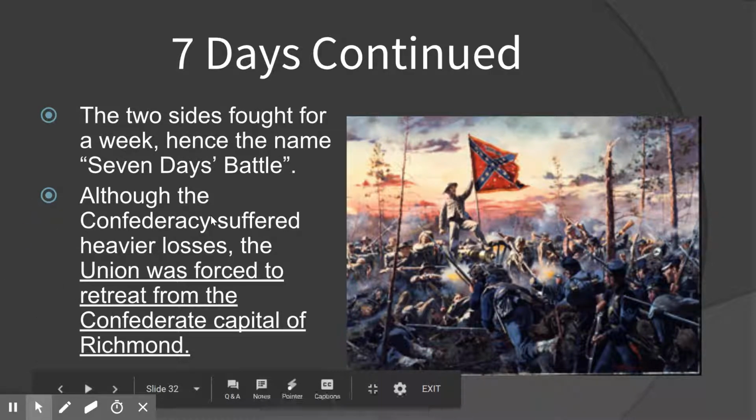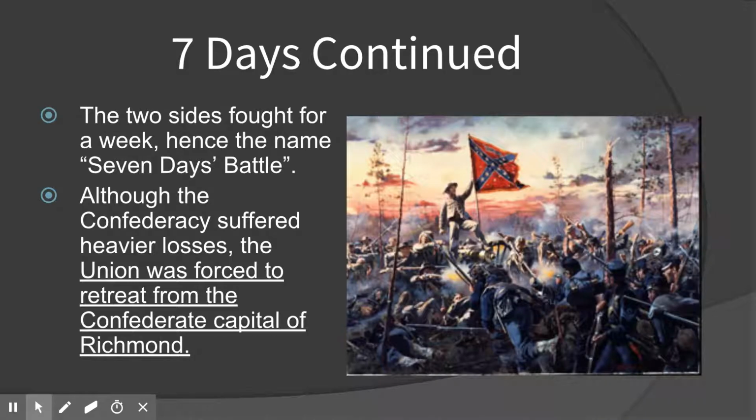The two sides fought for a week, hence the name the 7 Days Battle. Although the Confederacy suffered heavier losses, the Union was actually forced to retreat from the Confederate capital of Richmond. We had to leave. And so the South regains control of their capital. So looking at that, you'd be able to identify that the Confederacy won.